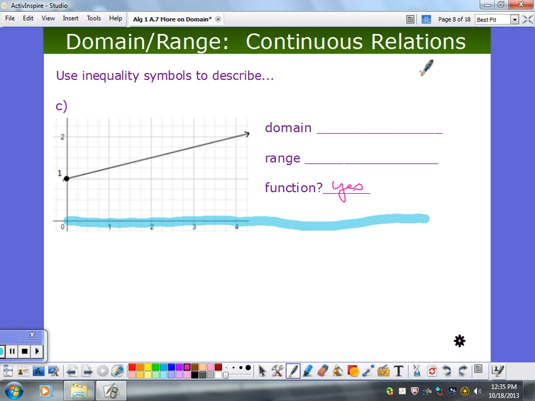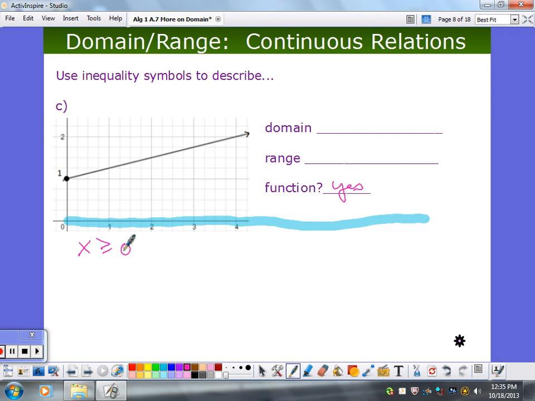So in words, what are valid inputs to this? What's the domain? The domain is 0 and bigger. How do you say 0 and bigger using an inequality? X is greater than or equal to 0. Isn't that how you say it?